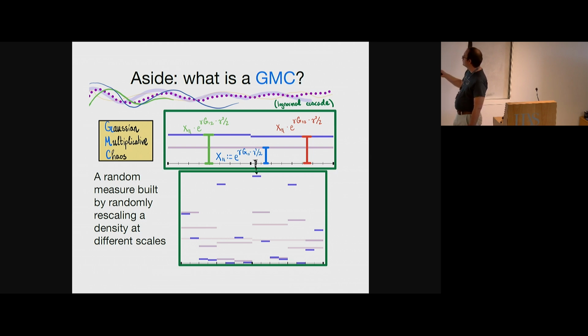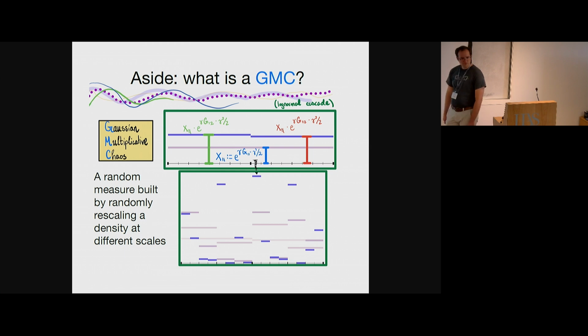Now this is log normal, so we're going to rescale it by e to the gamma g minus gamma squared over 2. And then you're going to iterate by cutting the interval in half and rescaling each half by independent random variables of mean 1. We're going to use the same distribution at every scale. So this will be another log normal and another log normal. And you proceed this way, cutting and rescaling. And this is the type of picture you'll see for the density after some number of steps.